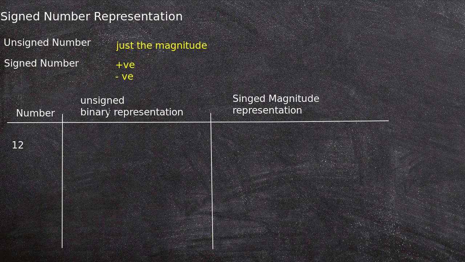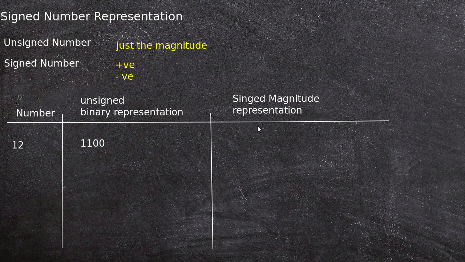If we convert this number 12 and represent its magnitude in binary, it will be like this. It is a 4-bit representation and this value is equal to 12, the magnitude. No sign is associated with it. It is neither positive nor negative.